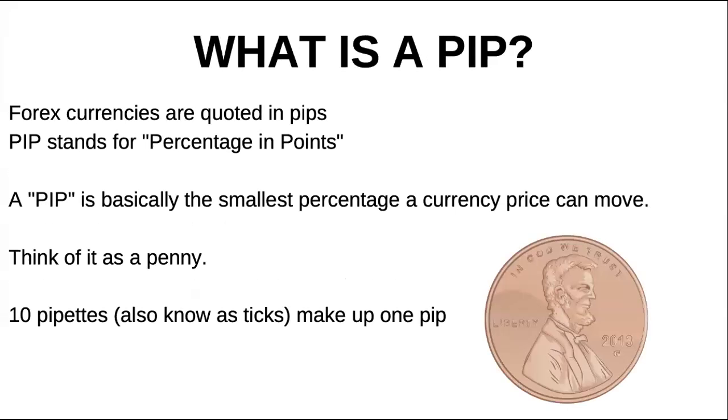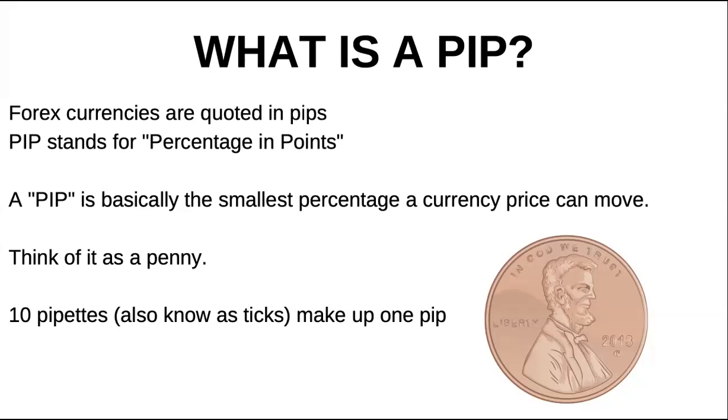All right, so what is a pip? For Forex, currencies are quoted in pips, and pip stands for percentage in points. So a pip is basically the smallest percentage of a currency price. In Forex, you'll hear people talk about catching pips and how many pips were caught during a move. That is what they are referring to, how much price moved during that particular session.